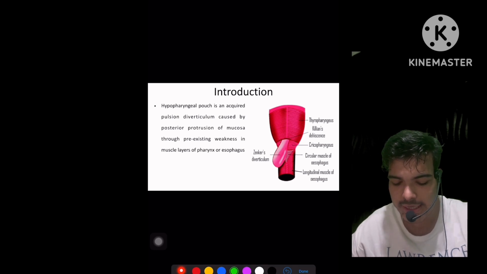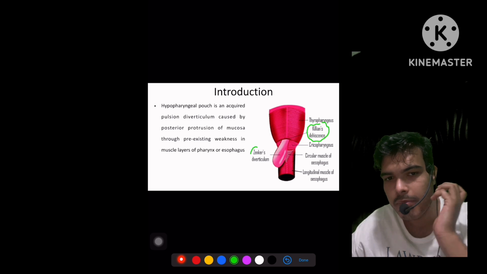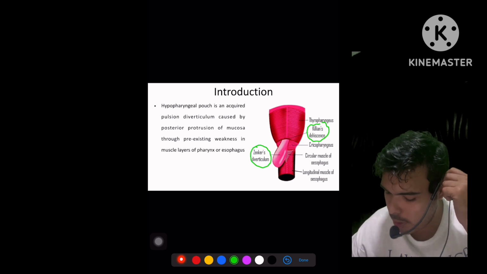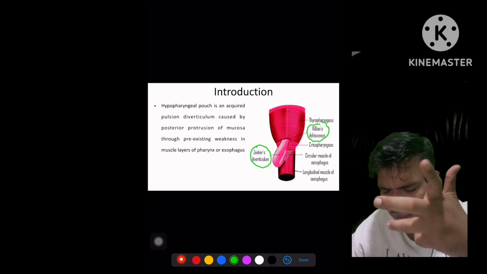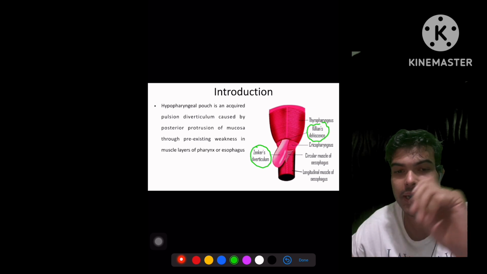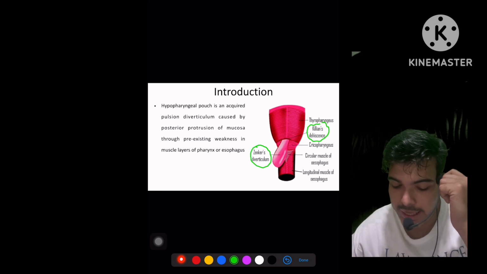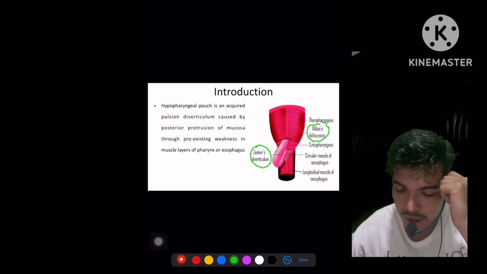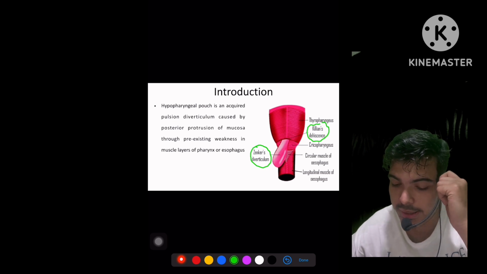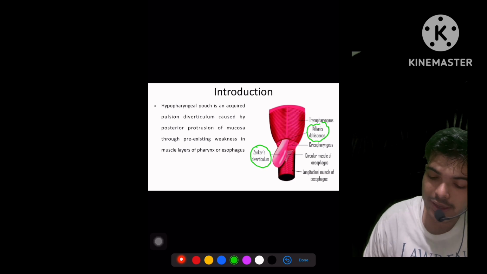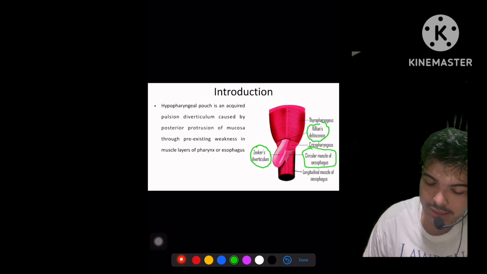Zenker's diverticulum is the hypopharyngeal pouch. But if there is any problem in the cricopharyngeus muscle and it comes out, that is known as Killian's dehiscence. And there can also be dehiscence around the circular muscle of the esophagus, and that is known as Killian-Jamieson's dehiscence, or Laimer's dehiscence.